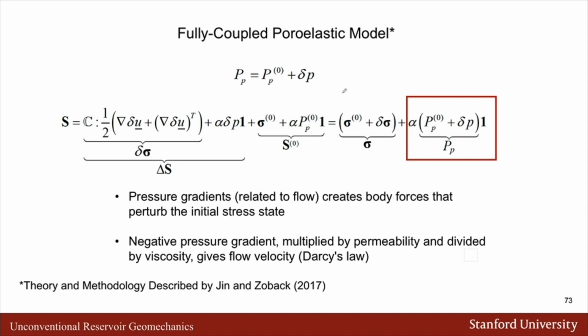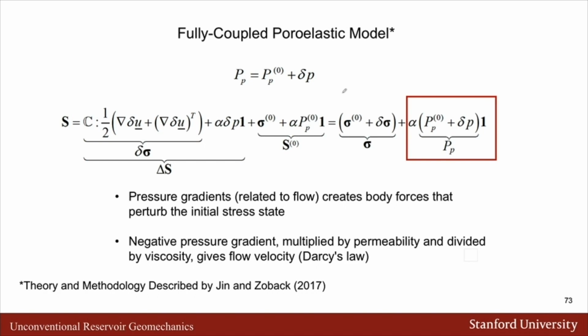So what's really important are the pressure gradients. The pressure gradients multiplied by permeability and divided by viscosity give the flow velocity. But the pressure gradients create these body forces, and when the gradient is high and the initial stress state is low, the gradients can create large perturbations. When the gradient is small and the initial body forces are high, then it's going to cause a small perturbation.